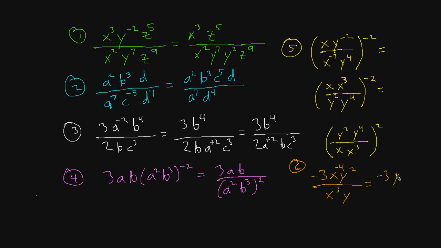Negative 3 y squared all over x cubed, x to the 4th y. We just take this x raised to the negative 4, move it down to the bottom, make it a positive 4 exponent. The negative 3 stays in place, and the two signs do not cancel. All right, that's all I got for you.